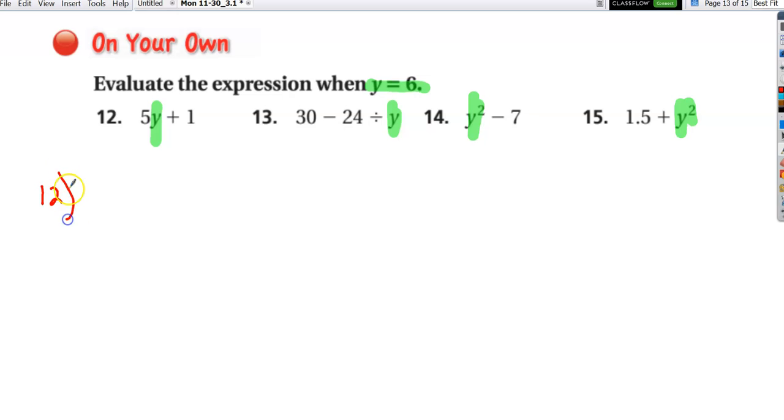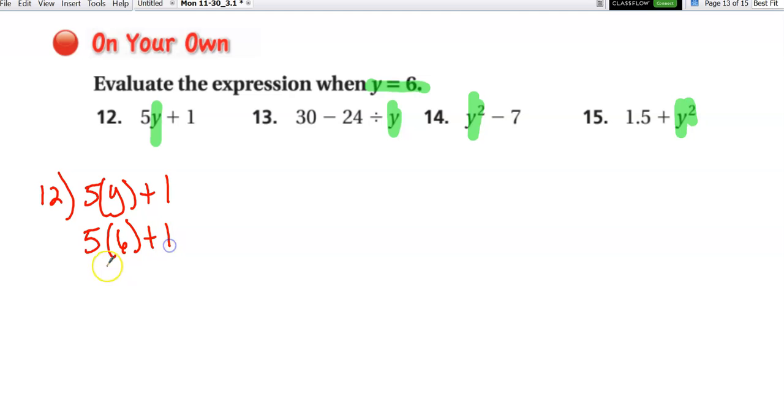All right, number 12. I'm going to rewrite it using parentheses because it makes my life easy, and then I plug in the 6 for y. So I have 5 times 6 plus 1. I have to do multiplication first, so 30 plus 1, I get 31.